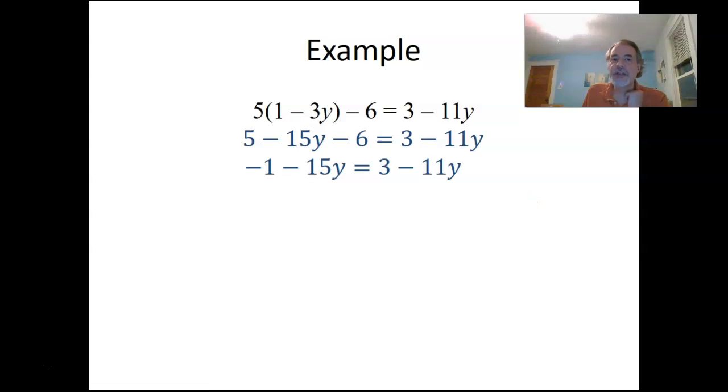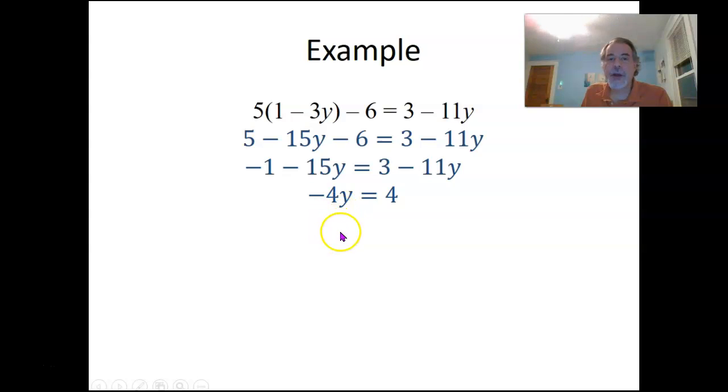Now here's where we get it so that one side is just for y terms, and the other side is just for constant terms. So I added plus 11y to both sides. Negative 15y plus 11y gave me negative 4y. And I added plus 1 to both sides. So then over here, 3 plus 1 gave me 4. And now to go from negative 4y to just y, divide both sides by negative 4.